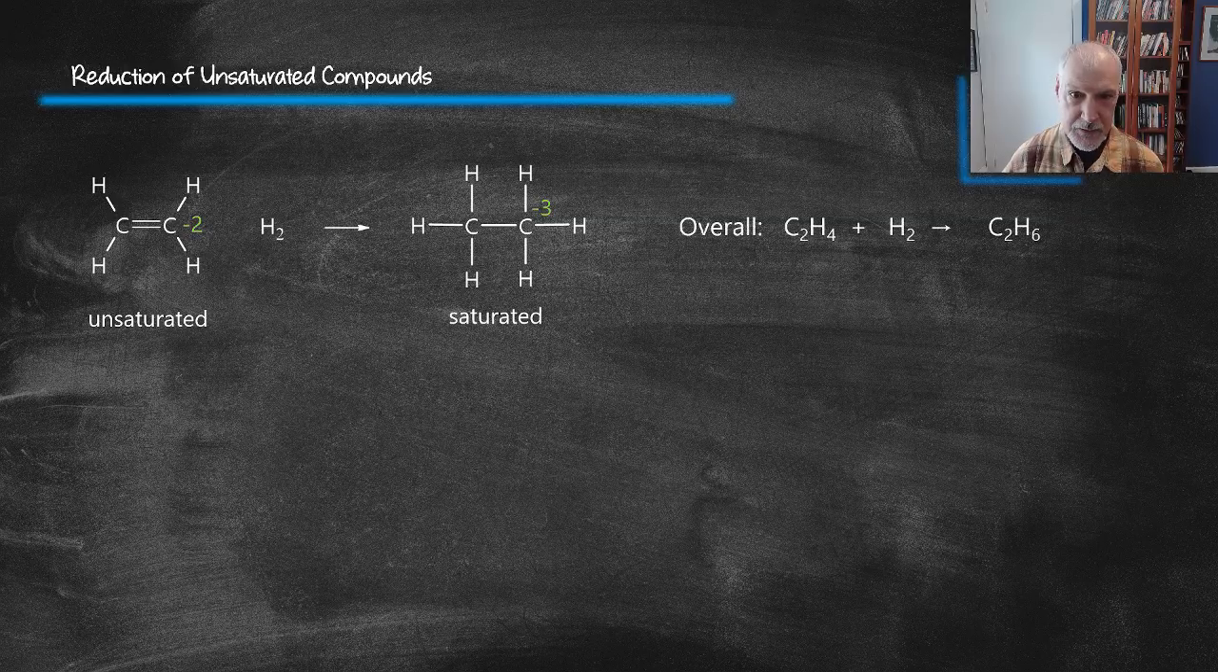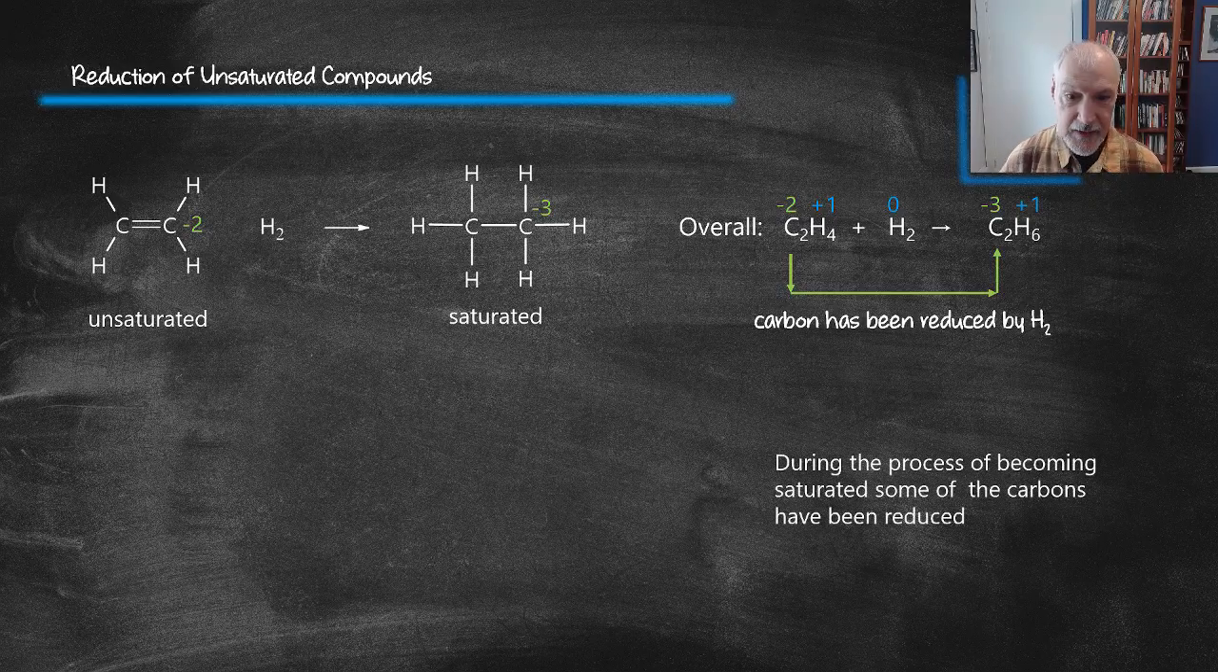Overall, here's what the equation looked like. And I'm also going to write their oxidation states above each of the elements. Again, just confirming that the carbon has been reduced, in this case by the reducing agent, hydrogen. During the process of becoming saturated, carbons become reduced.